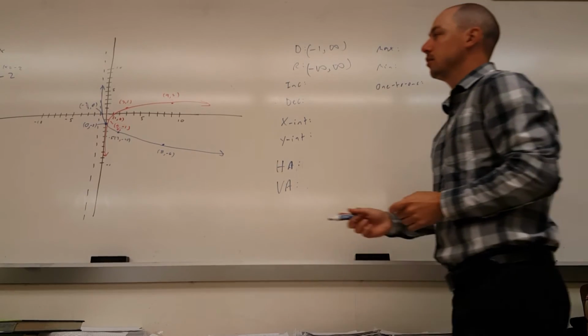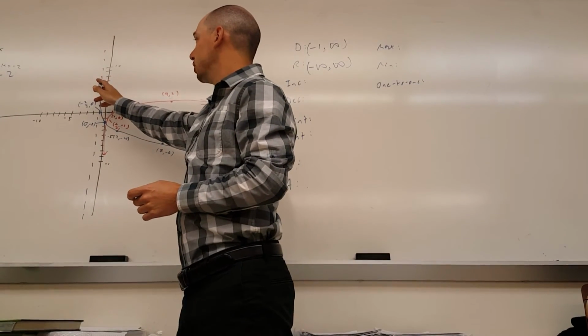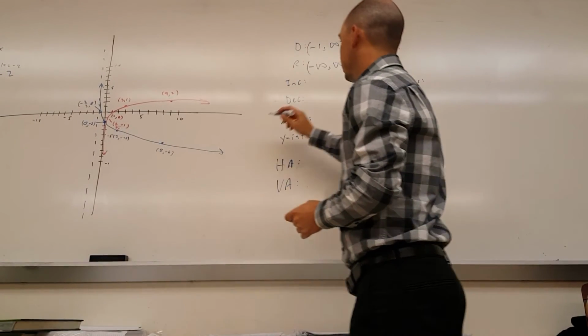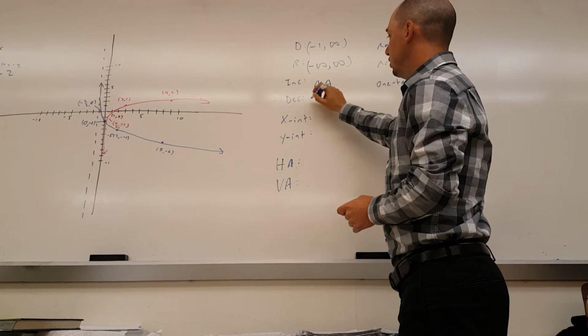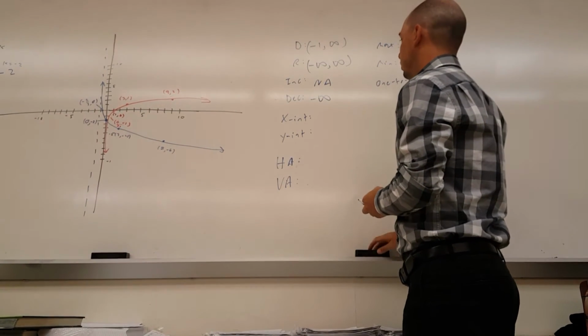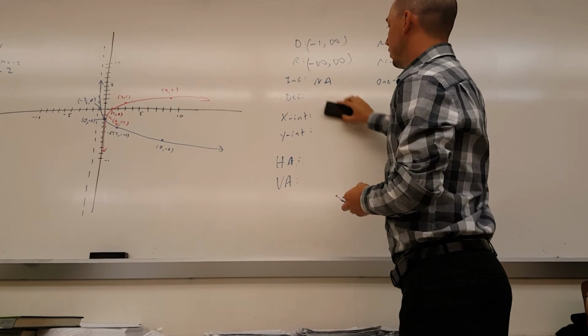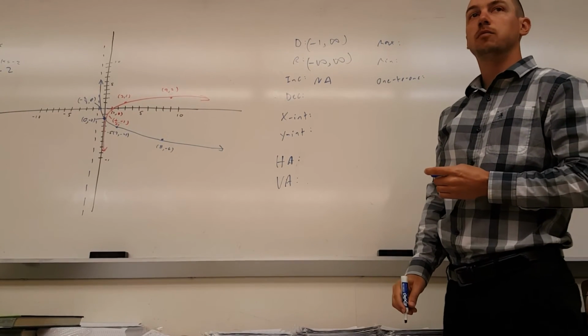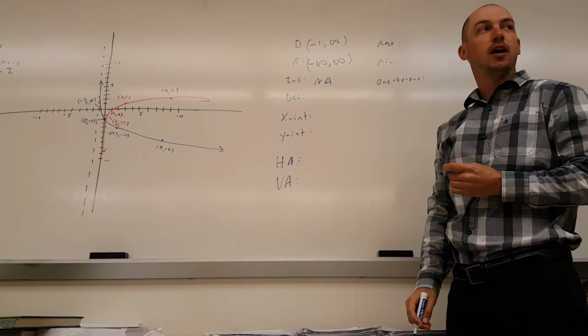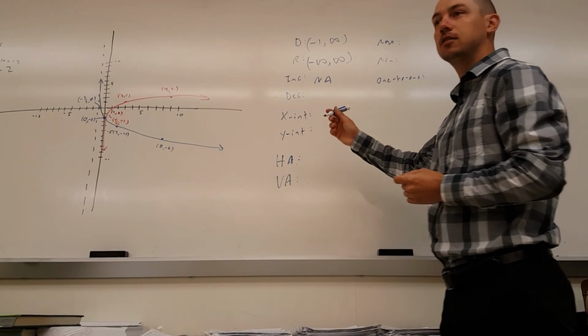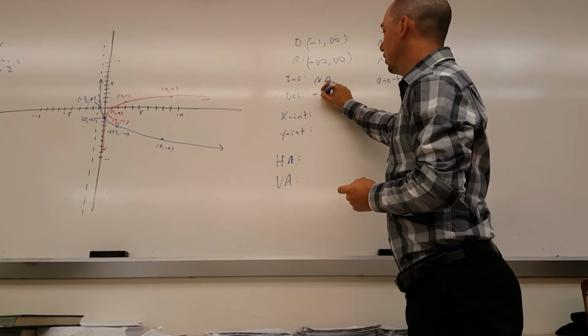From left to right, always from left to right, see our function is decreasing. So it's not increasing, it's decreasing throughout the whole domain, which reminds me, I think I made a mistake on the last graph, didn't I? I did.